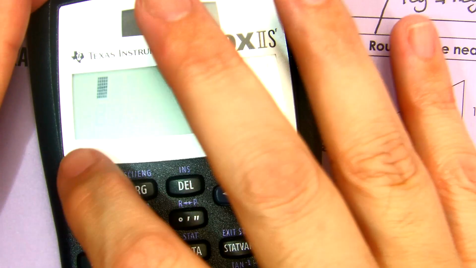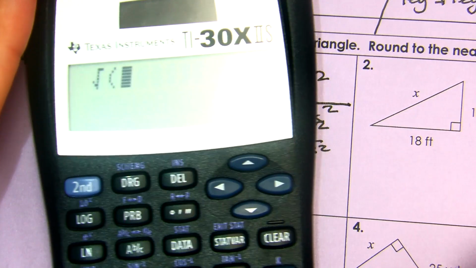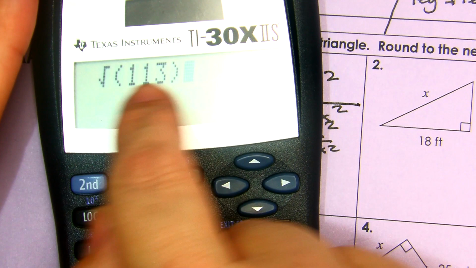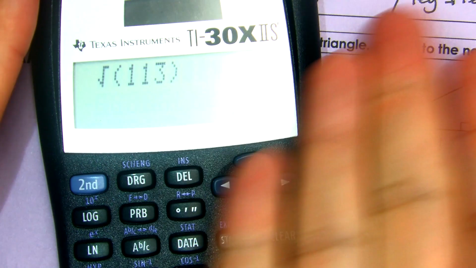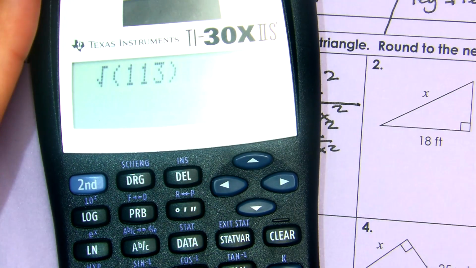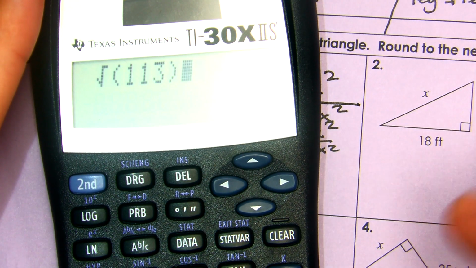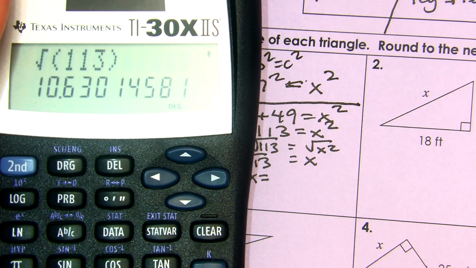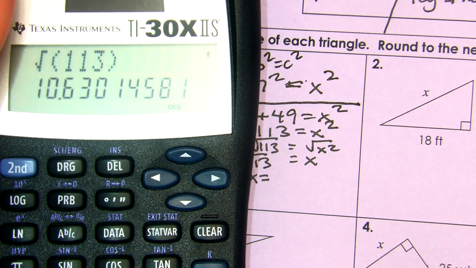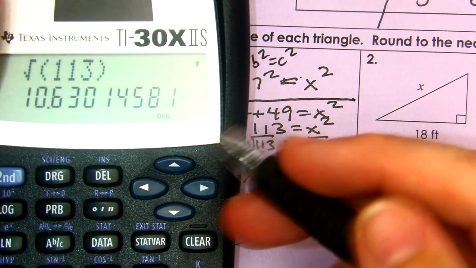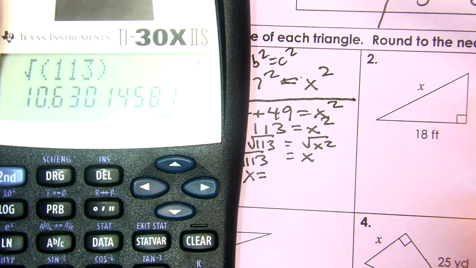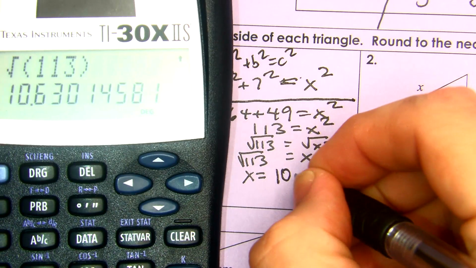But we'll clear that out, hit second, x squared. Then we go 113. And since it opened a parentheses, I always close it, even though if you didn't, it would work. But if you wanted to do more calculations, you've got to get used to closing that parentheses, so I always do it. So you always see me do it. And you get 10.630, et cetera, but it only wants tenths, which is your first decimal place. The 3 is less than 5, so it stays a 6. So this is 10.6.